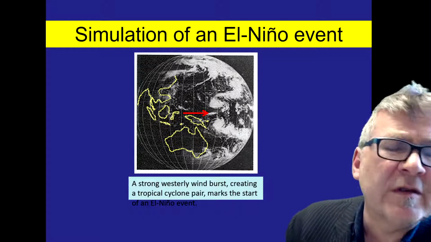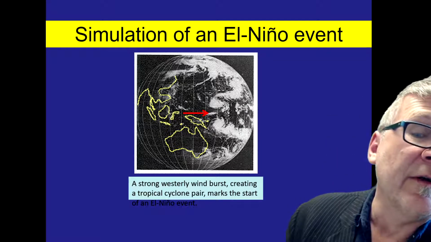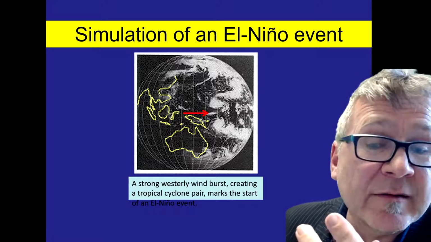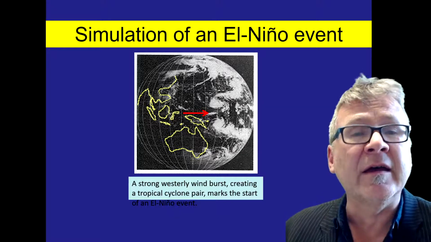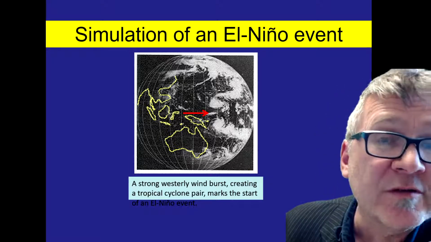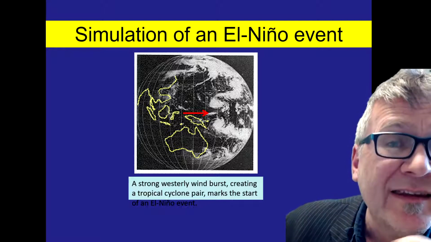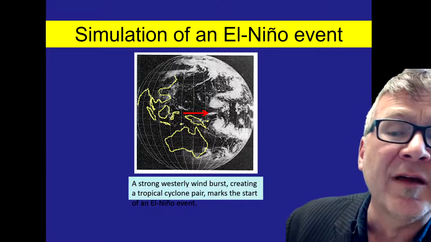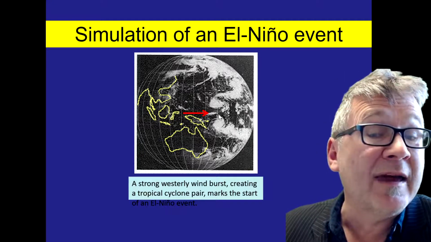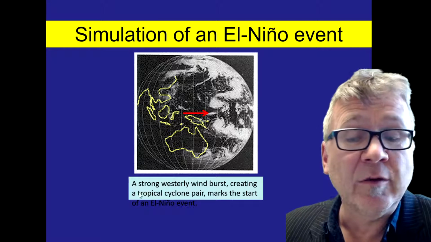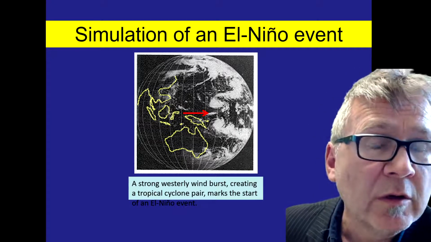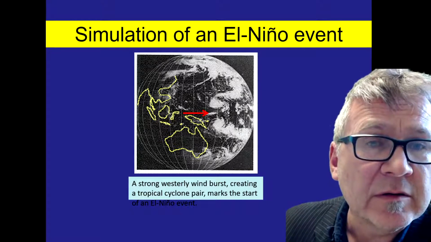And this is what shows the onset of an El Nino event from satellite observations of the cloud pattern. You can see that normally we have winds from the east, easterly winds, so-called trade winds over the equator. But here you can see a wind burst coming from the west. And what it does, it actually produces a cyclone pair north and south of the equator. This is what you try to do in a computer simulation.